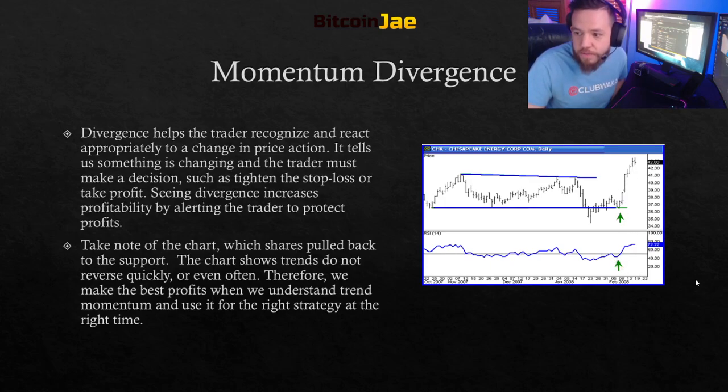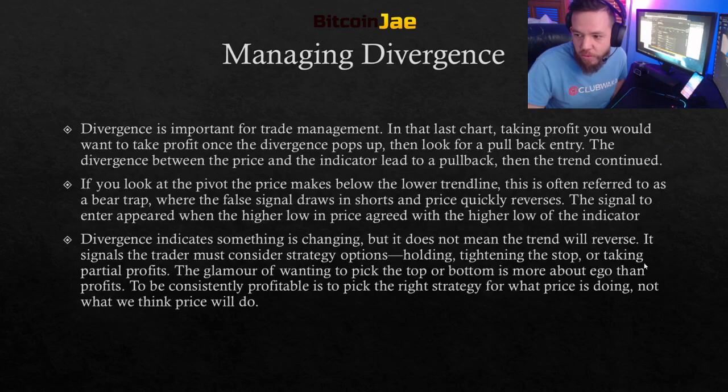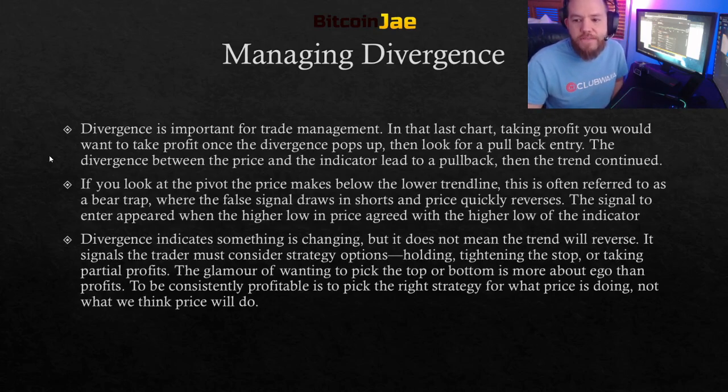You see it there, you see it here. So that's why you're buying here on support. So managing divergence. Divergence is important for trade management. In the last chart, taking profit, you would want to, that doesn't make sense, sorry about that. You would want to take profit once the divergence pops up, then look for a pullback entry. The divergence between the price and the indicator led to a pullback, then the trend continued. Okay, so that's following the previous chart.